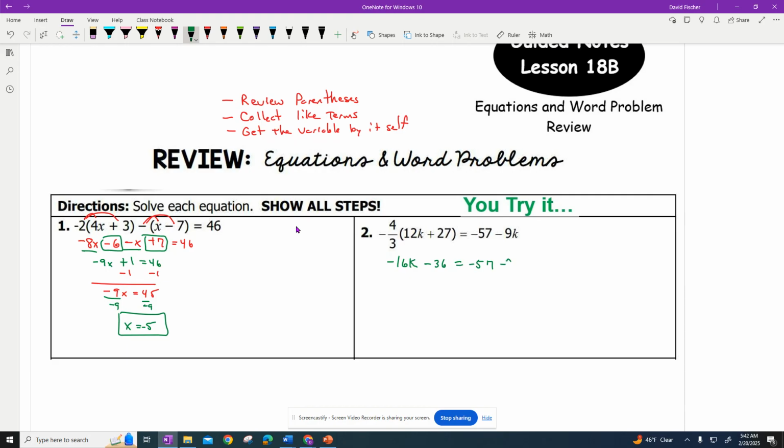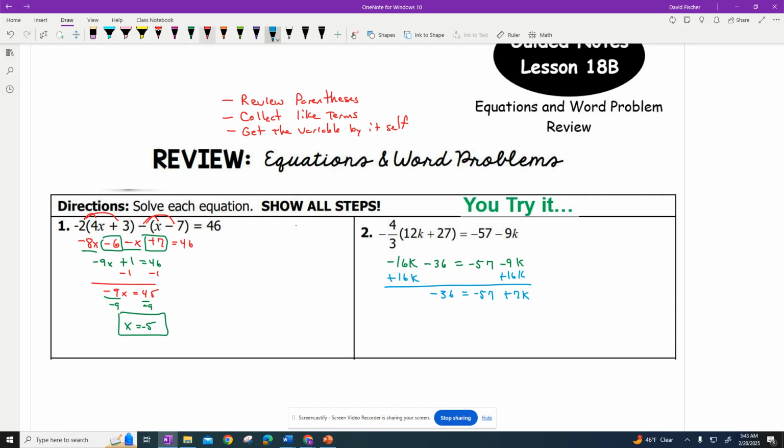I'll bring everything straight down. I'm going to work on my k's first. If I get these k's over here, I'll have a positive. If I got these guys over here, I'd end up with a negative, so I don't like that. So I'm going to put +16k's on both sides. Try to keep my k's positive. Equals -57. And 16 minus 9, my brain's not thinking this morning, is a 7k's.